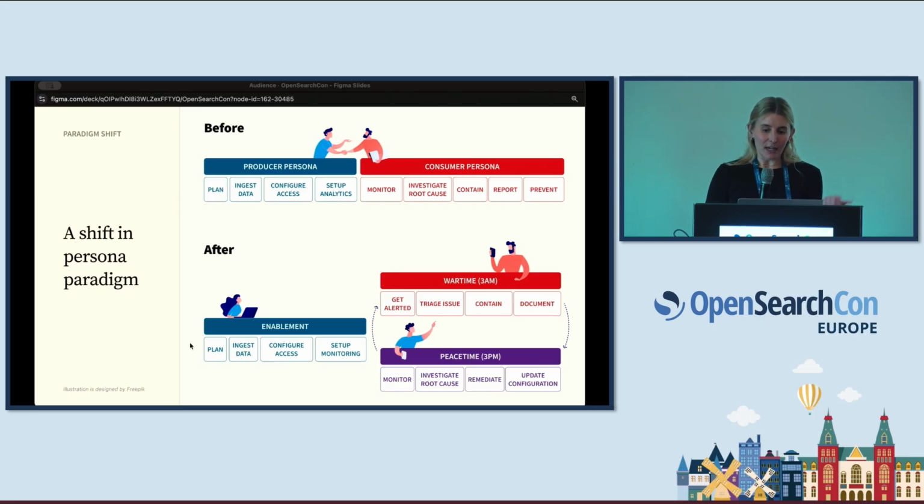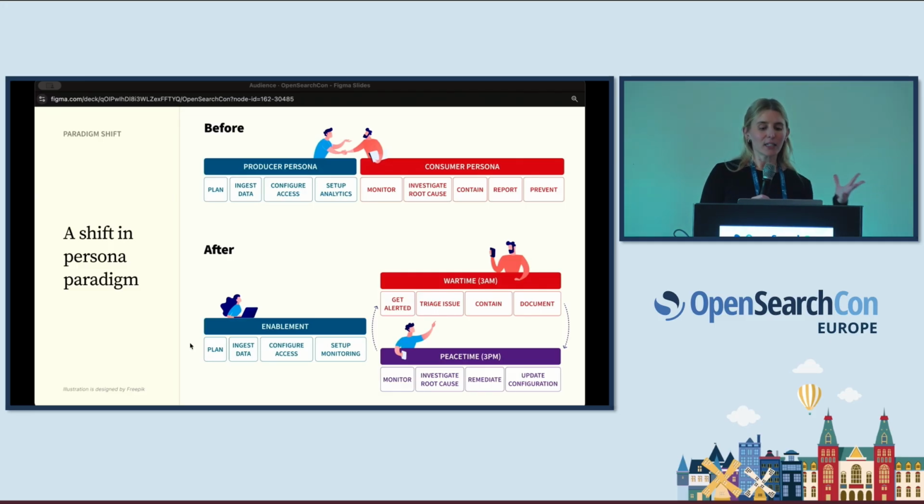So setup, which is that enablement that I talked about with the architect planning, configuring access, and setting up monitoring dashboards, visualizations, those things. So that initial setup.